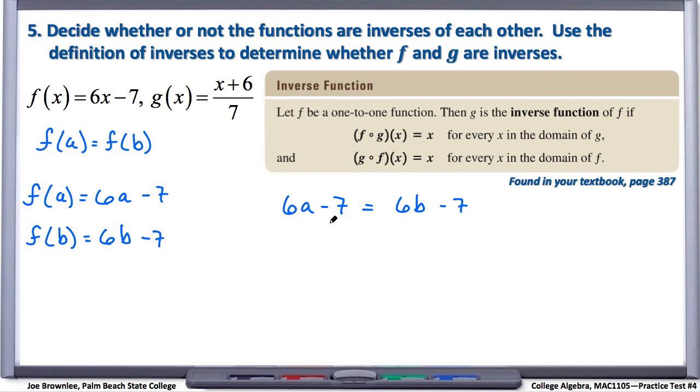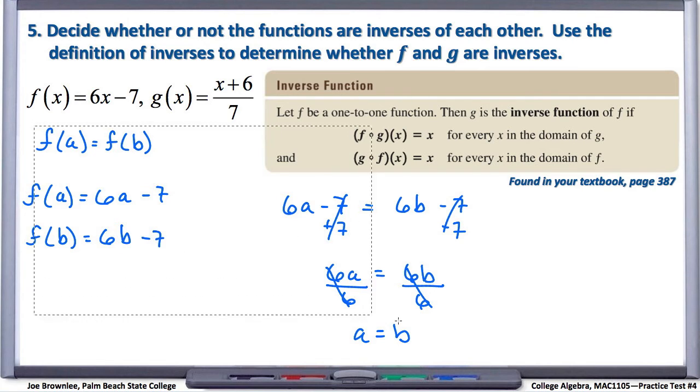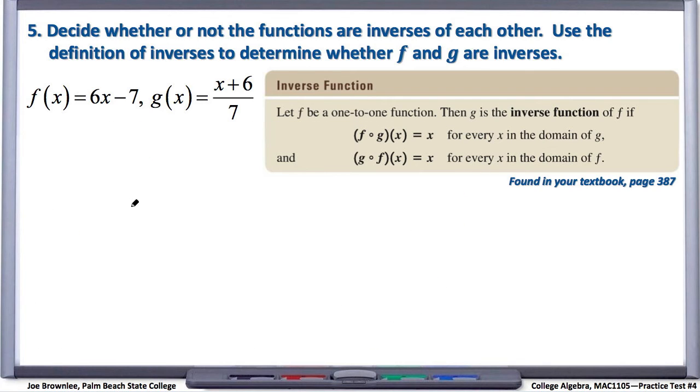So first things first, we can add 7 to both sides. That will get rid of our 7's, leaving us with 6a equals 6b. We can divide by 6 on both sides. And when we do that, our 6's go away, and indeed we are left with a equals b. So we know that the f function is one-to-one. So let's go ahead and proceed now to finding out if f and g are inverses.